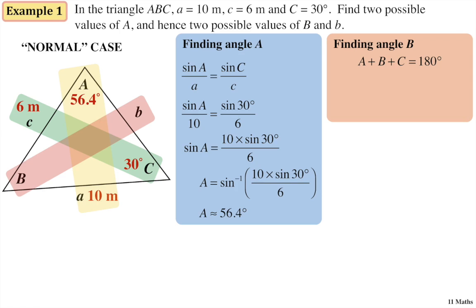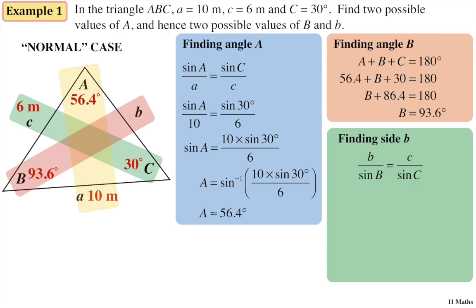So if my 3 angles add to 180 degrees, let's put down the angles that I do know. I know angle A and angle C. Add the 56.4 and the 30 together, that gives me 86.4. Subtract 86.4 from both sides, and I now have my value for angle B. All that's left now is to find side length b. Well, I'm going to use the sine rule again, but because I'm looking for side length b, I'll have side length b over the sine of the angle opposite that, equals.